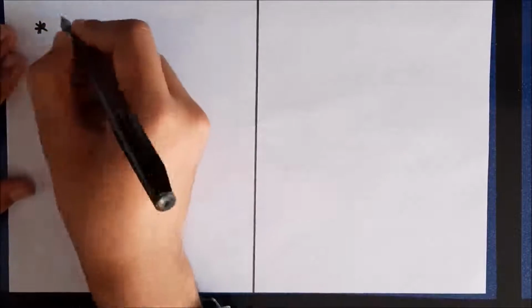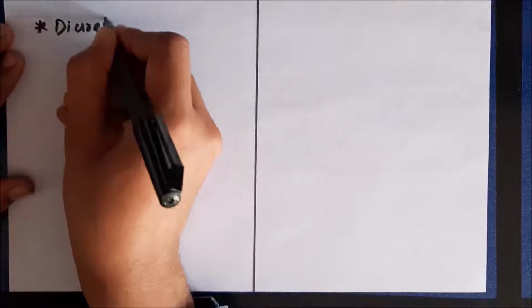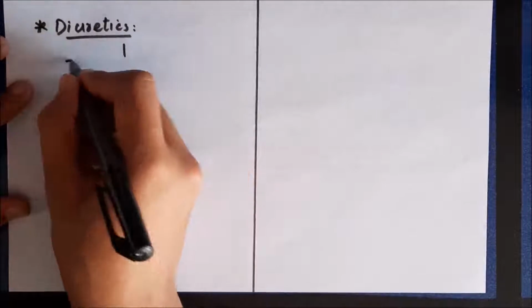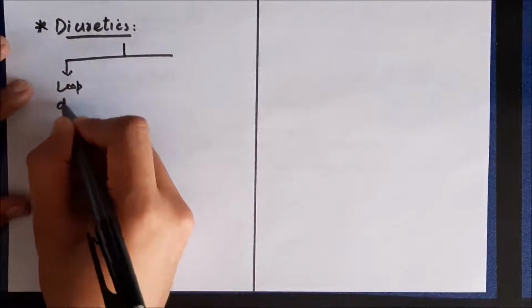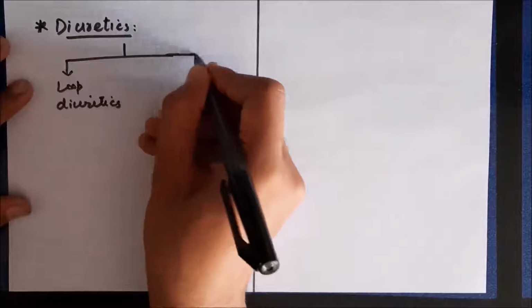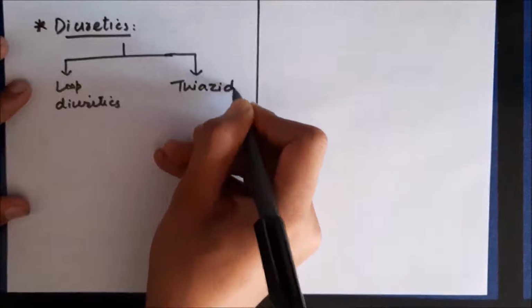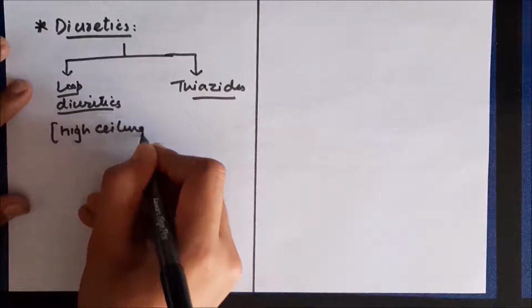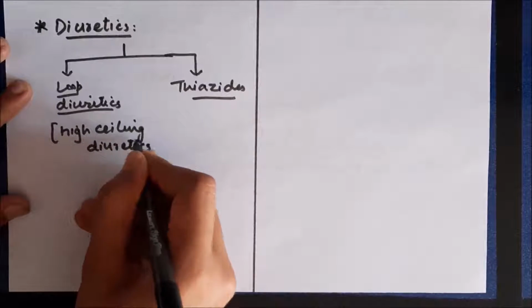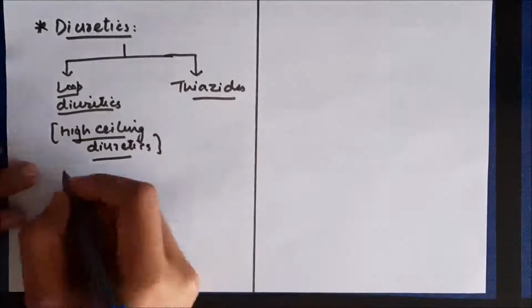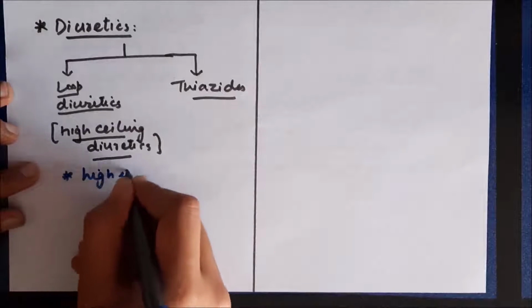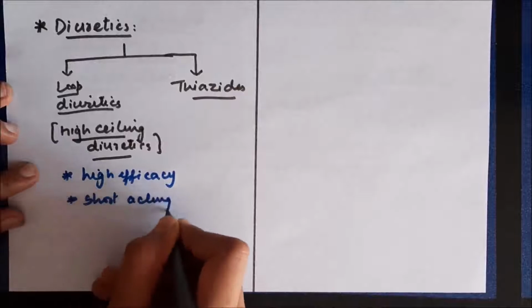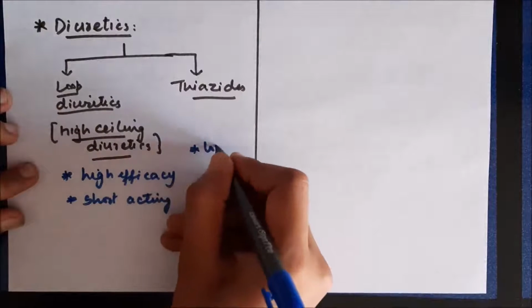The first class of drugs that we use in acute congestive heart failure are diuretics. Diuretics can either be loop diuretics or thiazides. Loop diuretics are also known as high ceiling diuretics. These high ceiling diuretics have high efficacy, however their half-life is low and they have a short duration of action. Thiazides, on the other hand, have low efficacy, that means they are weaker diuretics, however their duration of action is longer as compared to loop diuretics.